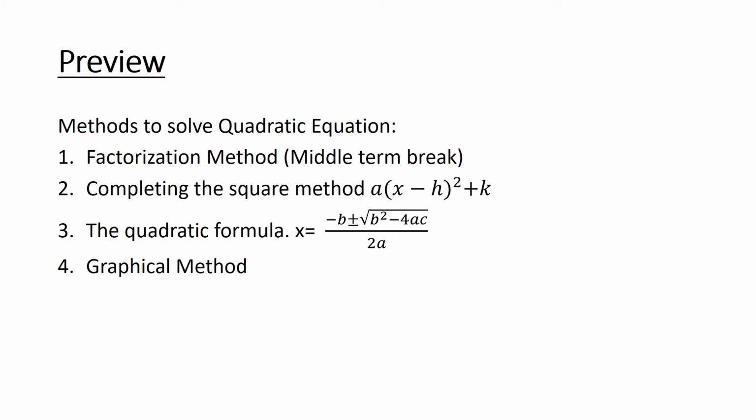One is factorization method, that is the middle term break. Second one is completing the square method, that is a times x minus h whole square plus k. Third one is the quadratic formula, that is x equals to minus b plus minus under root b square minus 4ac whole divided by 2a. And the last one is the graphical method.